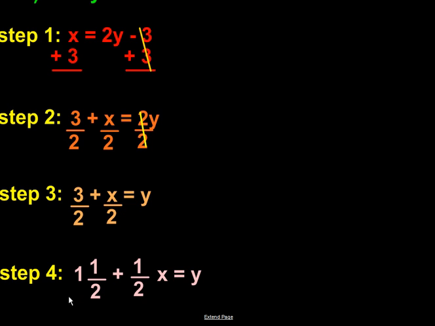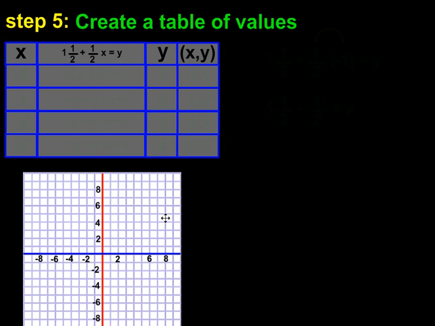Now we need to actually use this equation to try and plot some points on a graph, and that's going to bring us to our next step. For step 5, we need to create a table of values. So we need to figure out what x is going to equal and what y is going to equal, and we're going to use this formula to help us figure that out.